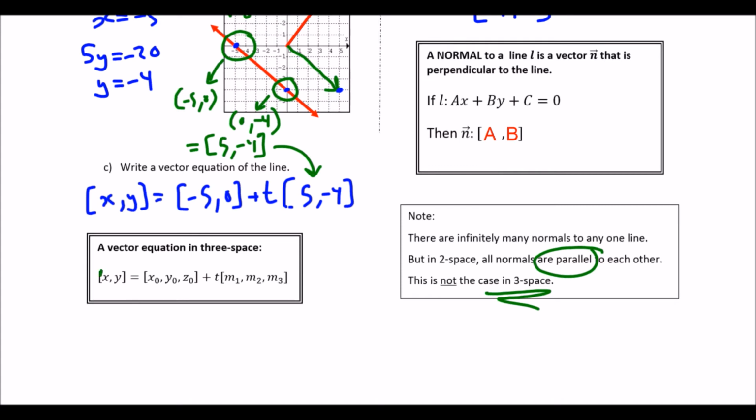This is wrong. That's embarrassing. It should really be (x, y, z) is equal to (x naught, y naught, z naught) plus t times (m1, m2, m3).